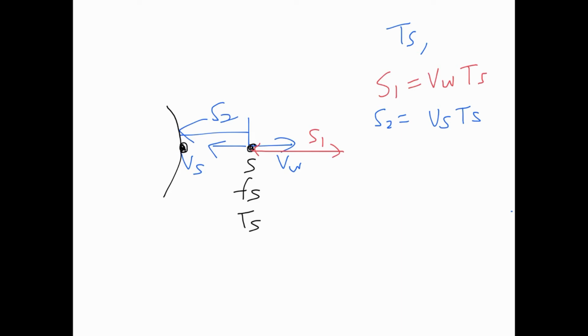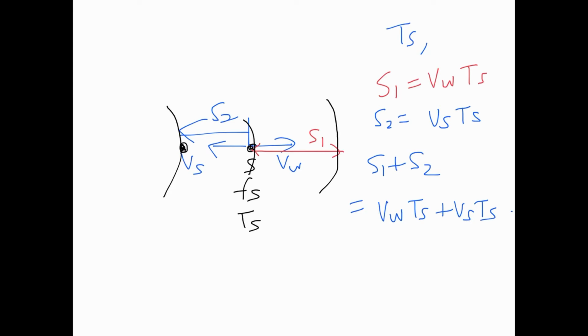From here, it will start to generate the wave crest all over again. But don't forget, the first wave crest that it generated at the start has already moved to here. So what is the distance between the first wave crest and the second wave crest, which is going to generate here? The distance between these two wave crests is given by S1 plus S2. S1 plus S2 is now equal to Vw Ts plus Vs Ts.